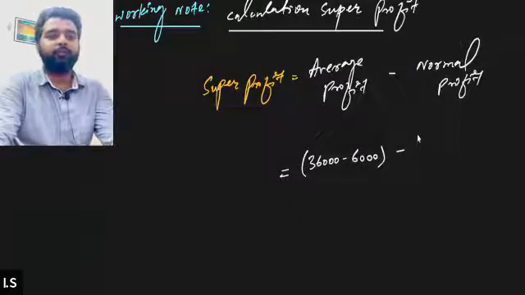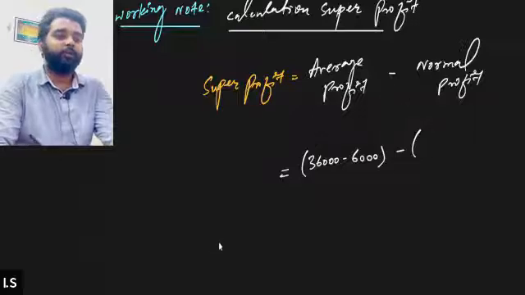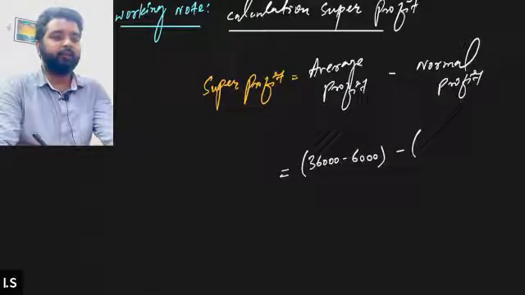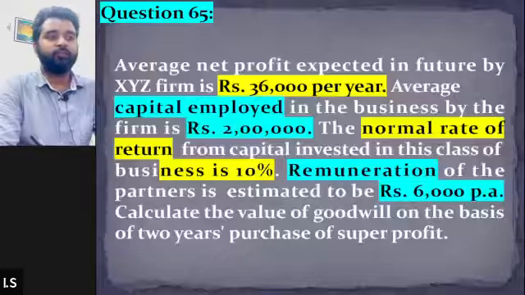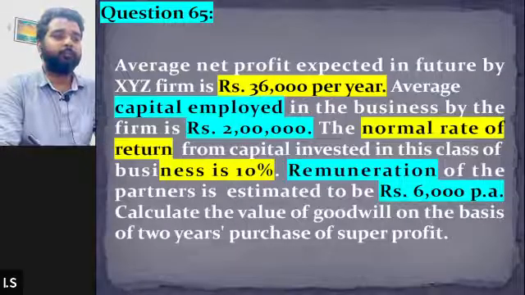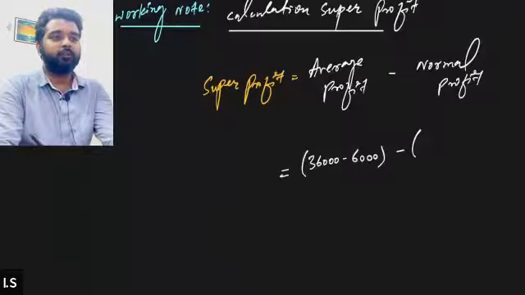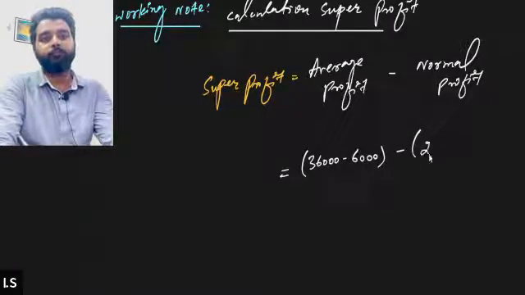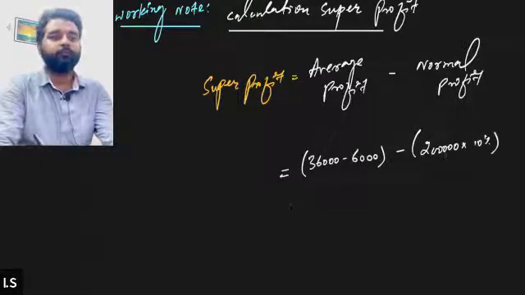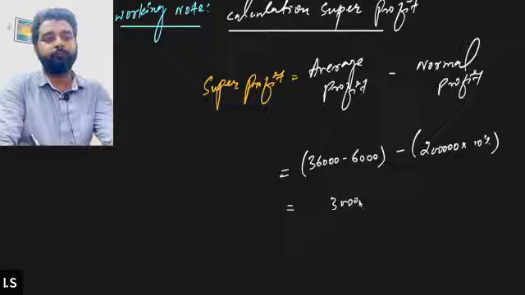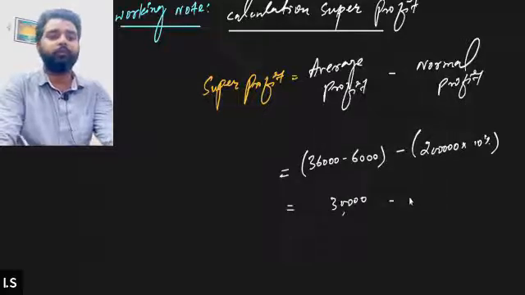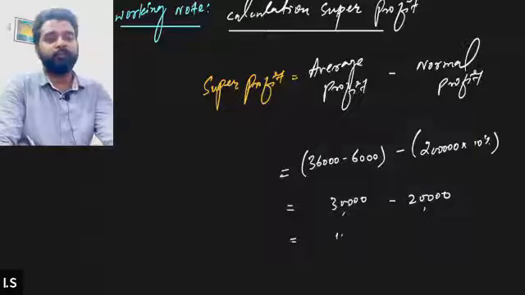And now we will subtract the normal profit, and normal profit is calculated by multiplying the rate of return with the capital employed. Capital employed is given in the question, which is 2 lakh, and the rate of return in the market is 10%. So 2 lakh into 10%. So this will be 30,000 minus 10% of 2 lakh is how much? It is 20,000. Subtracting 20,000 out of 30,000, we will get 10,000. This will be our super profit.